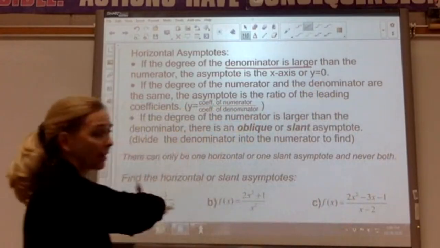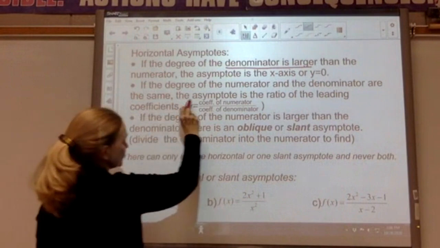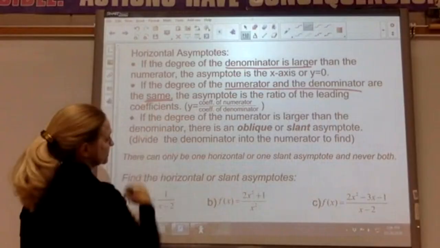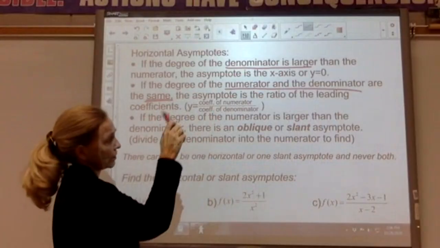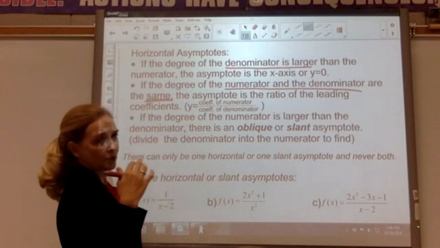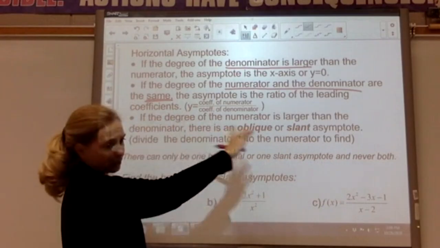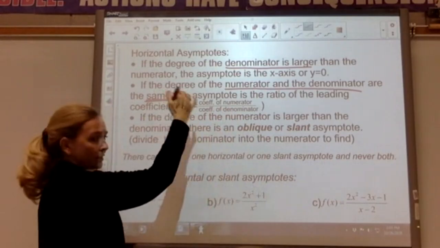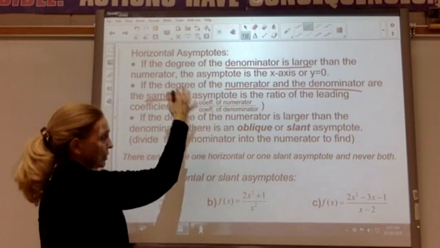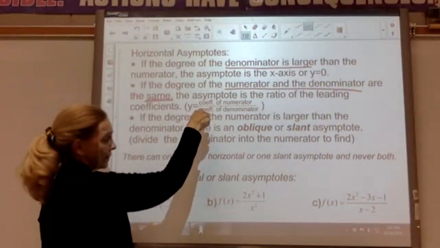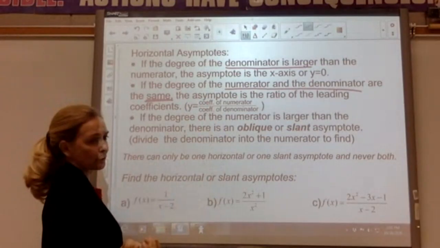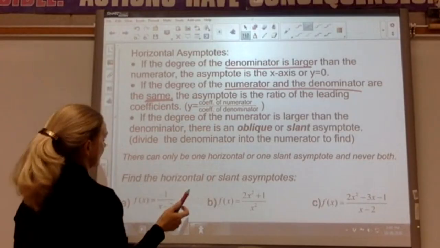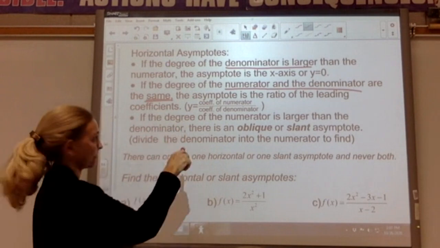So horizontal lines are y equals, right? If the degree of the numerator and denominator are the same, then the asymptote is the ratio of the leading coefficients. So you would think that the polynomial would be in descending order by powers of x. And so you take the leading coefficient of the numerator and the leading coefficient of the denominator, and that makes a fraction or a ratio. And that is the equation, y equals that value, of the horizontal asymptote. That's when the degrees are the same.